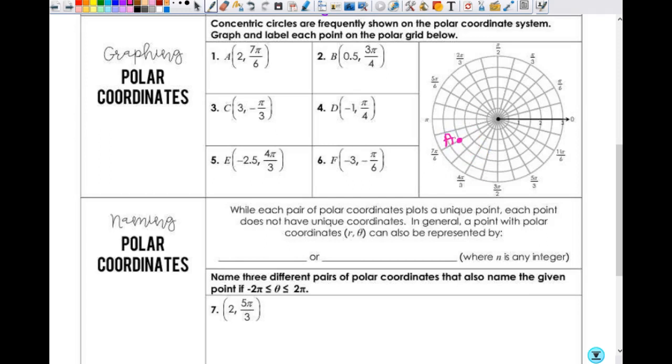I especially do that because I'm standing off to the side and this grid looks weird. Either that or I have to stand in front of it sometimes so I can make sure I'm in the right spot. Easy enough? So I rotated around to 7 pi 6. I'm 2 units away from the pole. We good? All right, so I want you to try and graph number 2. Try and graph B, and then I'll talk you through it, but just see if you can make sense of it already.